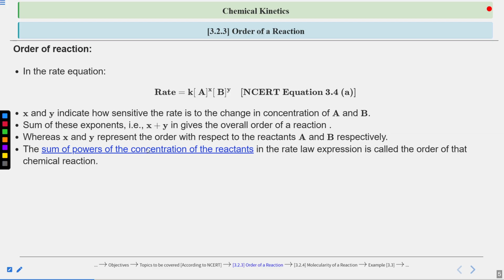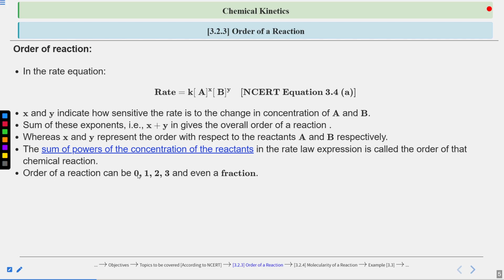The sum of powers of the concentration of reactants in the rate law expression is called the order of that chemical reaction. So this is the proper definition: if you sum the powers of the concentrations of reactants present in the rate law, that is called the order of that chemical reaction.